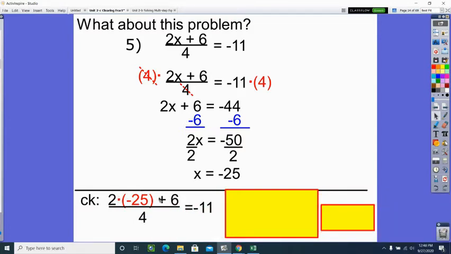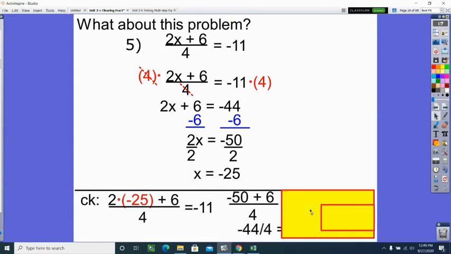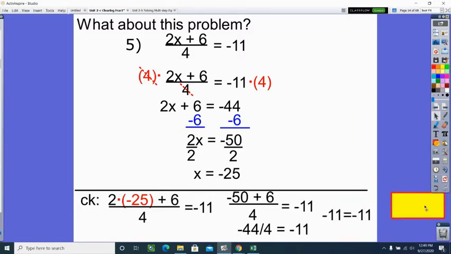I'm going to clean up the numerator. So I have a negative 50. We're going to multiply and then add 6, which will give me negative 44. Divide that by 4, and sure enough, I will get the negative 11. So that's just another example. If you split it over the common denominator, you would have 2x over 4 plus 6 over 4. I mean, they're just sharing that denominator. Multiply both sides by that denominator, and you clear the fractions.